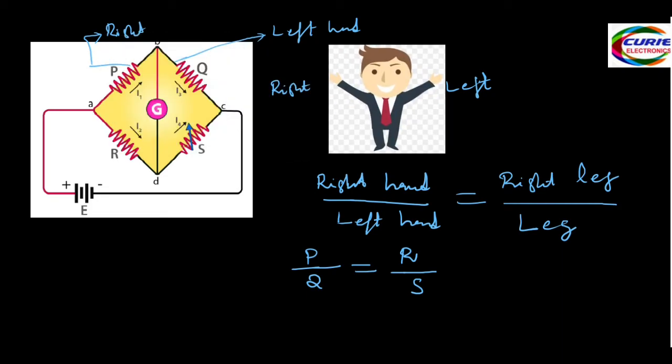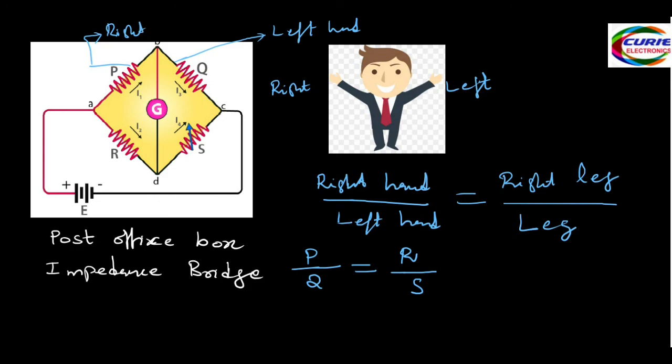Okay, so this is the Wheatstone bridge, and what is the application? This is not just theory, this is used in applications also. In your practical lab, you might have seen some equipment called the post office box. It is used to find unknown resistance. Similarly, it is also used for impedance measurement, as an impedance bridge.